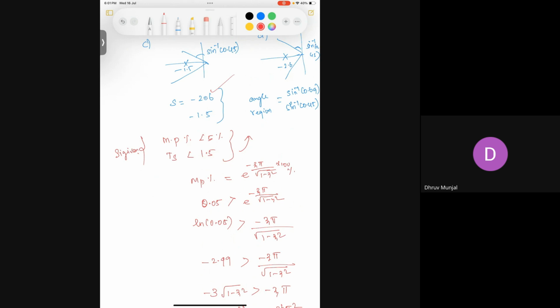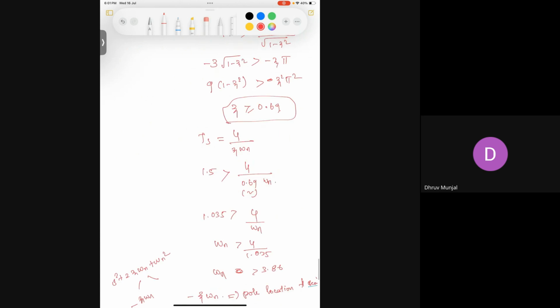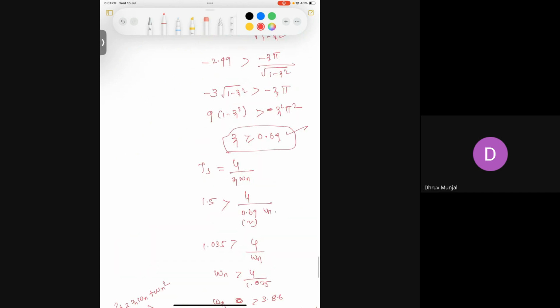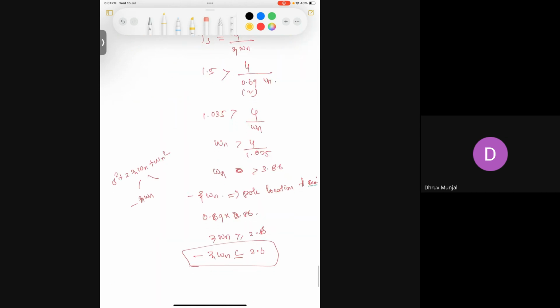The other is we have to find this angle criterion. So for the angle criterion, we have found already this. This is the angle criterion. So it should be greater than 0.69 and it should be lesser than minus 2.6. So based on this answer, you should choose option A, I think. Yeah, option A is the correct answer.